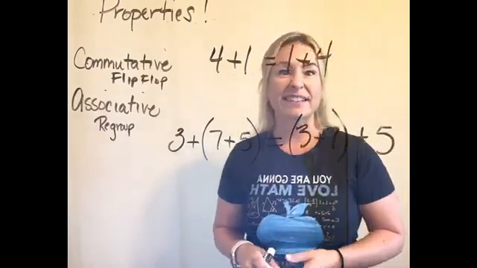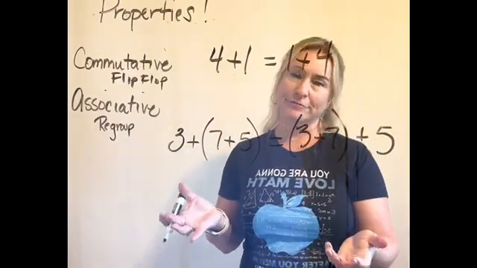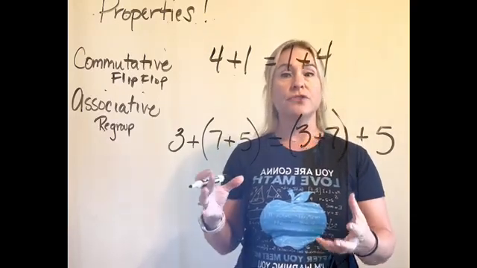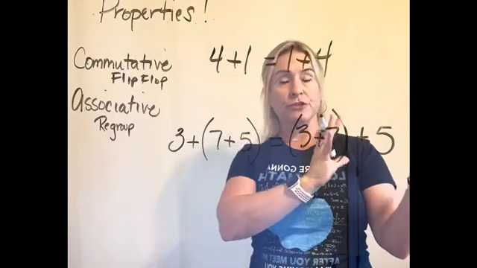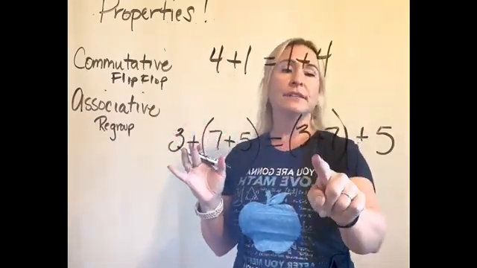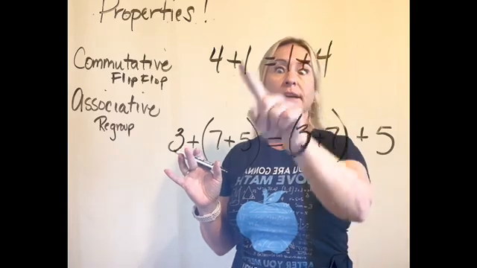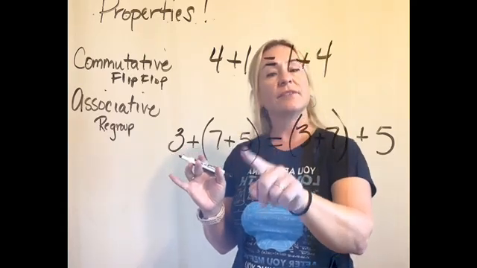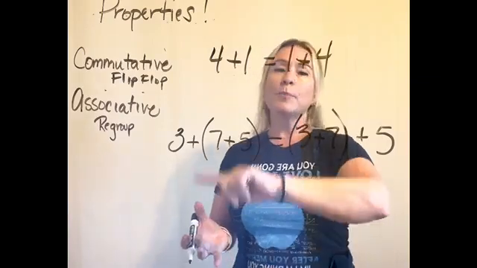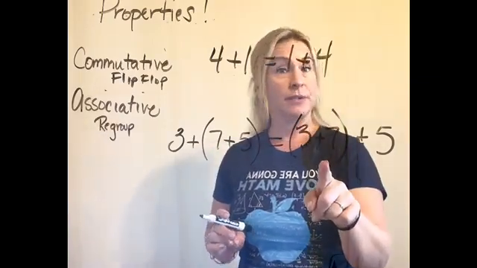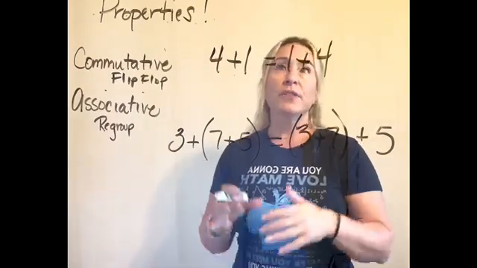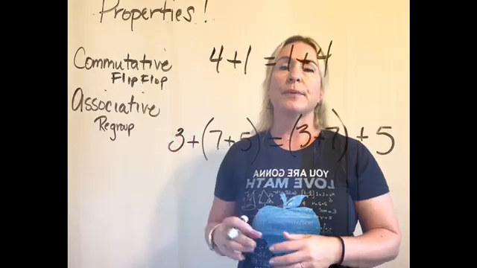Again, I'm not solving this. You and I both know that's 15, right? But that's not the point. Associative property simply says, do you realize that if we shift the parentheses over and regroup, I can do this mentally a little faster than I can do this. 7 plus 5, it's not really, really hard at all. But you know what's really not hard is 3 plus 7. Because 3 plus 7 gives me 10. So the whole idea behind associative property is regrouping.